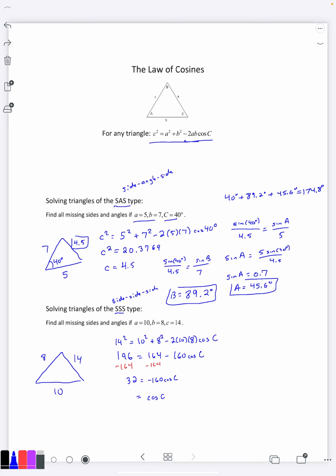And we get 32 is negative 160 cosine C. We go ahead and divide negative 32 by 160. And we get negative 0.2 here. Then if I do cosine inverse of this, and I am actually going to use the negative number here because I'm not trying to find the reference angle, I'm trying to find the actual angle. I'm getting 101.5 degrees for angle C.